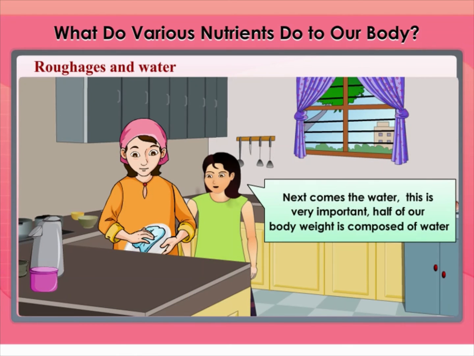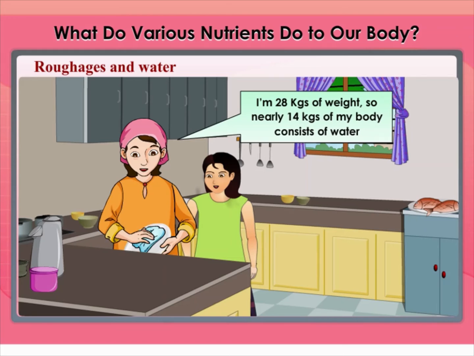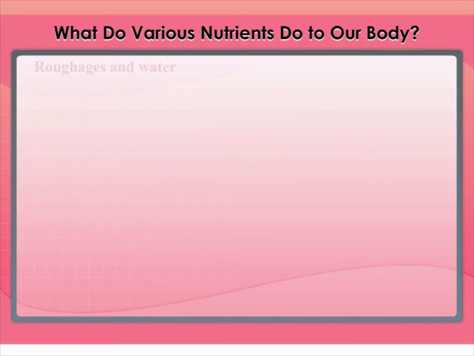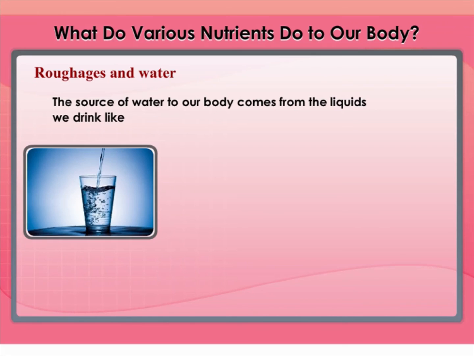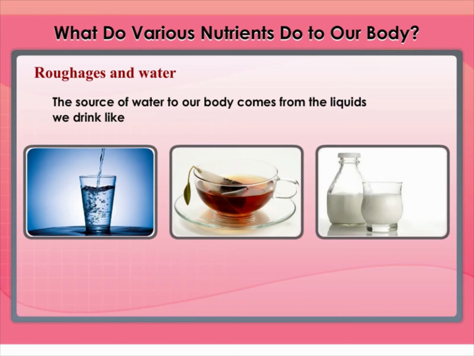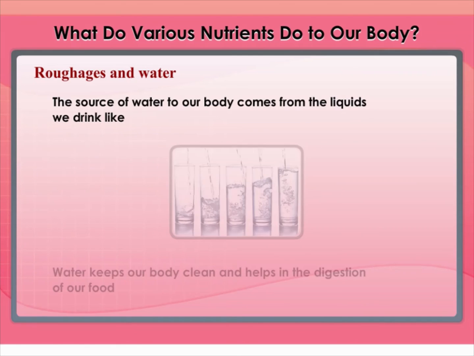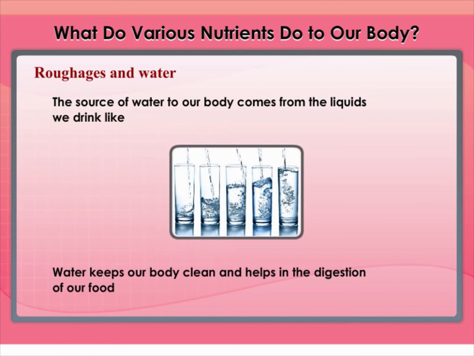Next comes the water. This is very important. Half of our body weight is composed of water. I'm 28 kgs of weight, so nearly 14 kgs of my body consists of water. The source of water to our body comes from the liquids we drink, like water, tea, and milk. Water keeps our body clean and helps in the digestion of our food.